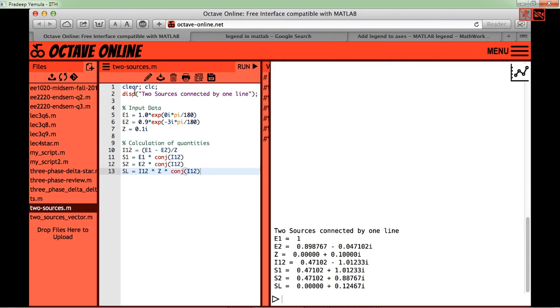So in that case, what are the values taken? E1 is 1 per unit, angle is 0 degrees. Whereas E2 was 0.9 with angle of minus 3 degrees. I hope you are able to understand this part. So these are the 4 formulas which we have written. I12 is nothing but E1 minus E2 by Z, S1, S2, SL. These are all simple formulas which I already wrote. And then we try to get the results.